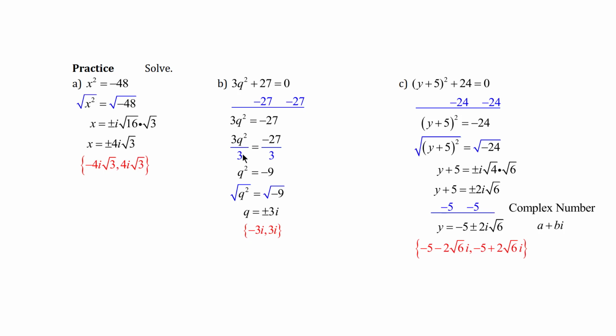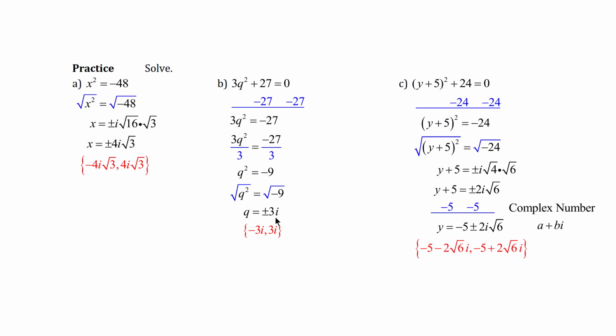3q squared divided by 3 is q squared, and negative 27 divided by 3 is negative 9. So the result is q squared equals negative 9. From here we get rid of the q squared by taking the square root of both sides of the equation. The square root of q squared is q, and the square root of negative 9 is plus or minus 3i. The result is q equals plus or minus 3i.